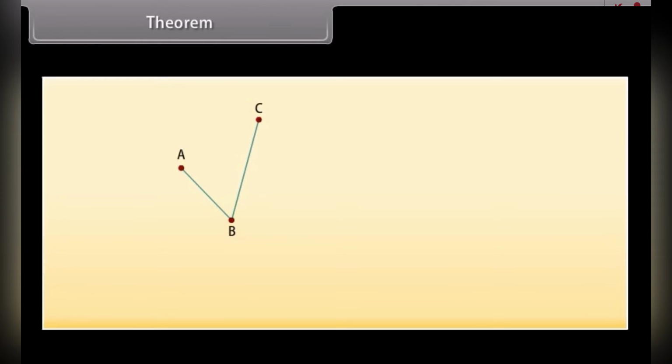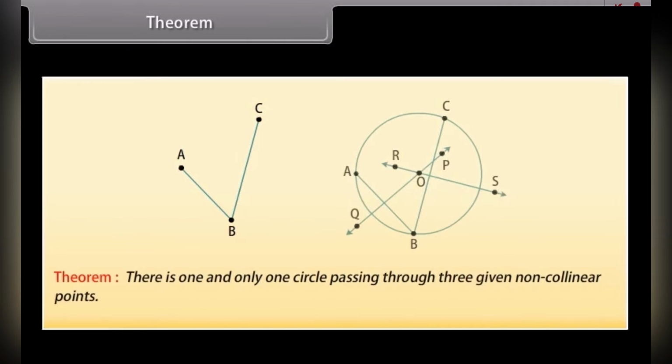Theorem. If we have three non-collinear points, then the theorem says that there is one and only one circle passing through three given non-collinear points.